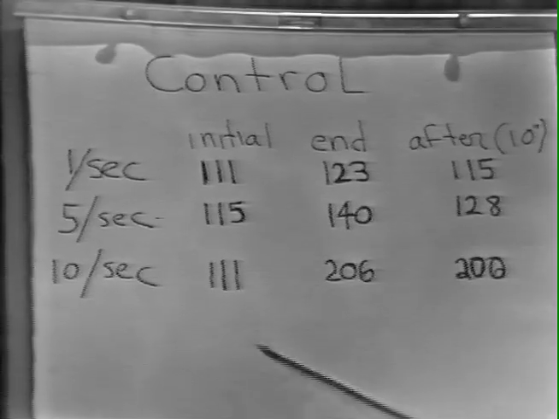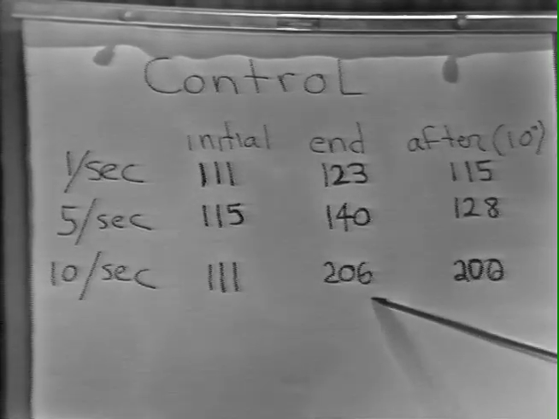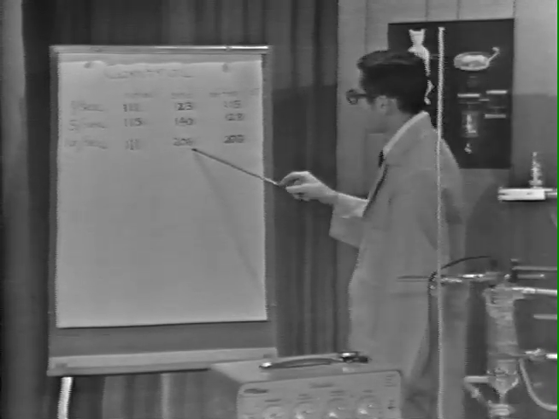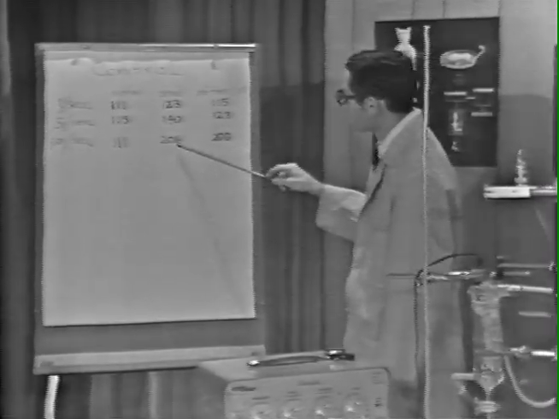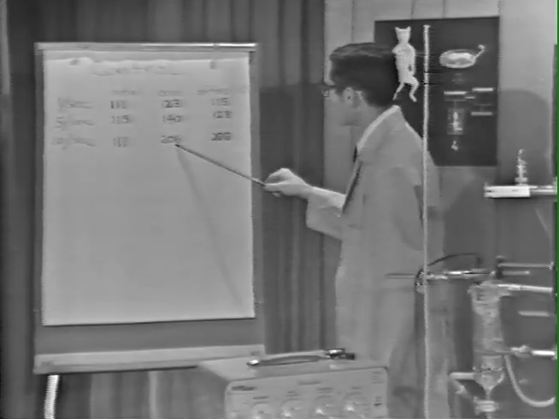Now, the stimulation at 10 per second took us up to 206 beats per minute. Incidentally, this is near the maximum that the preparation is capable of contracting at, which is on the order of 220 to 225 beats per minute.